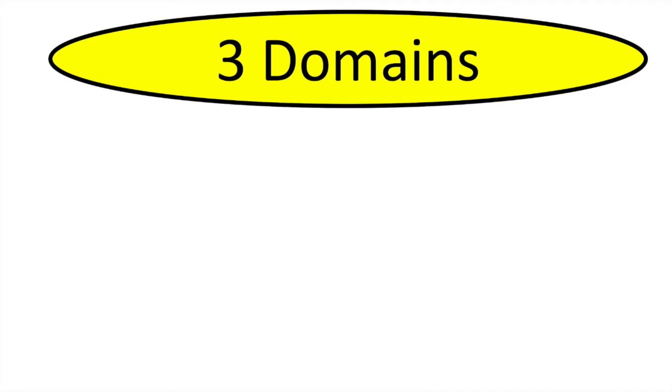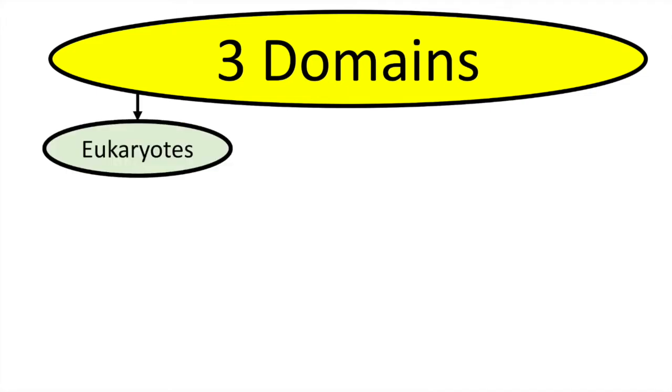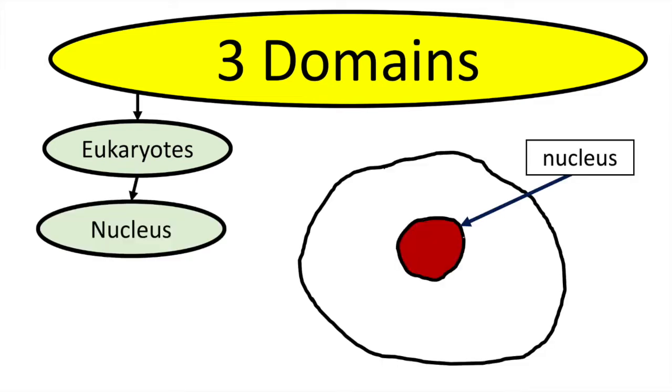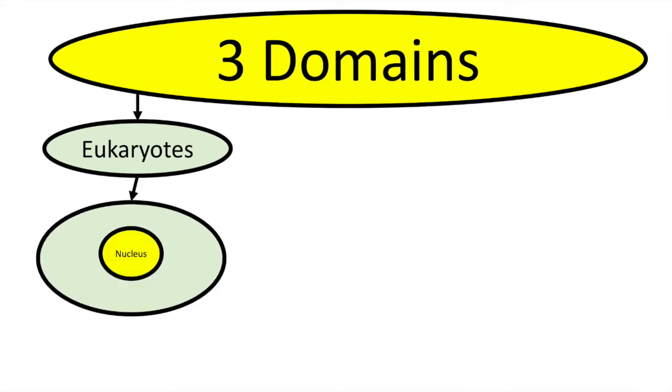The first domain that we're going to look at are the eukaryotes, so eukaryotic cells. All eukaryotic cells have a nucleus. What are the four kingdoms of the domain eukaryotes?